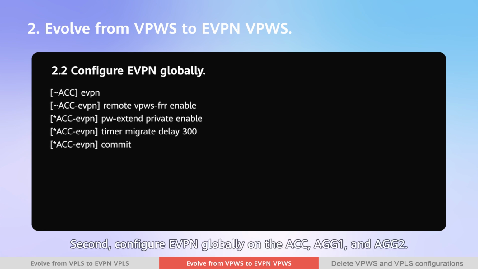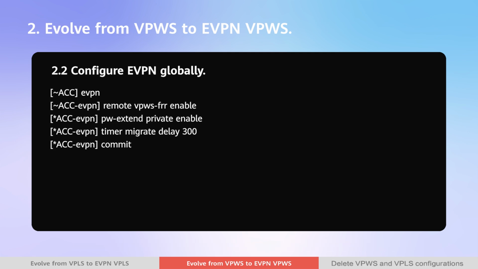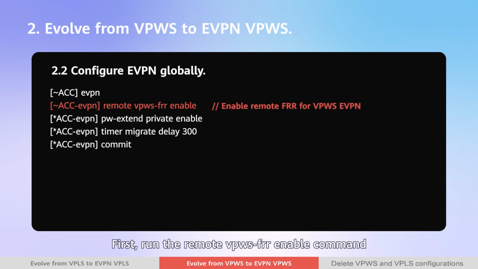Second, configure EVPN globally on the ACC, AGG1, and AGG2. Let's take a look at the global EVPN configuration on the ACC. First, run the remote VPWS FRR enable command on the ACC to enable remote FRR for VPWS EVPN.